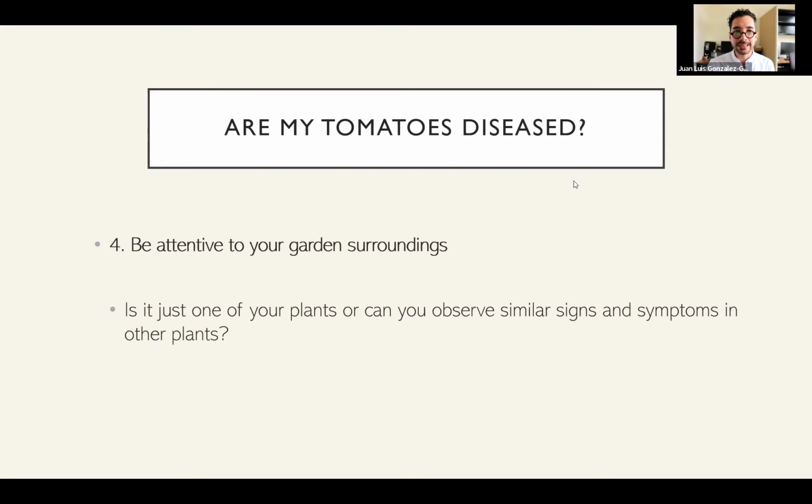Fourth, be attentive to your garden surroundings as well. Is it just one of your plants that's showing symptoms, or can you observe similar signs and symptoms in plants around your diseased tomato plant? This is also particularly important because diseases caused by living causal agents often infect multiple plants at a time.